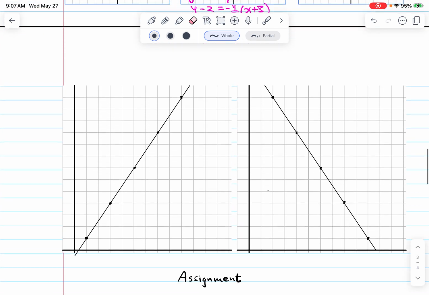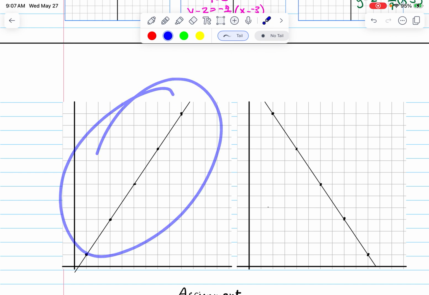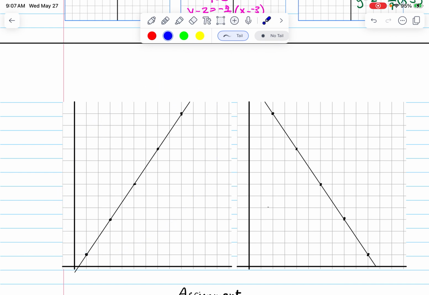Now, I want to look at something else here. I've got 2 graphs here. I'm going to focus first of all on this one right here. And I want to show you another way to represent a line. And I'm going to show you how to do this parametrically. Now, this is something that you may not have seen before. But let's just look and see how this looks.